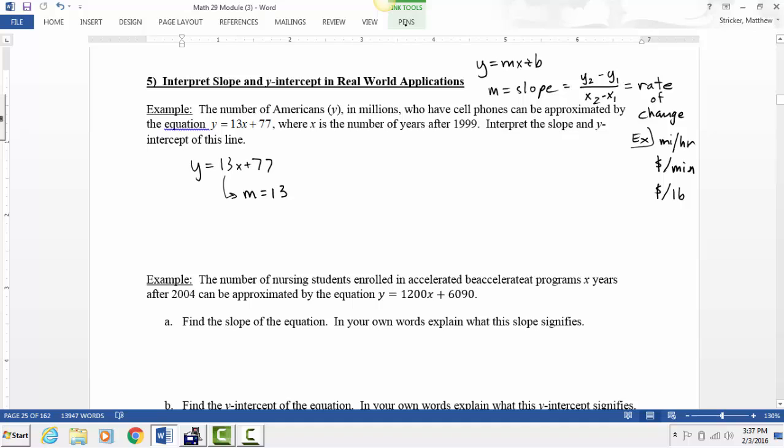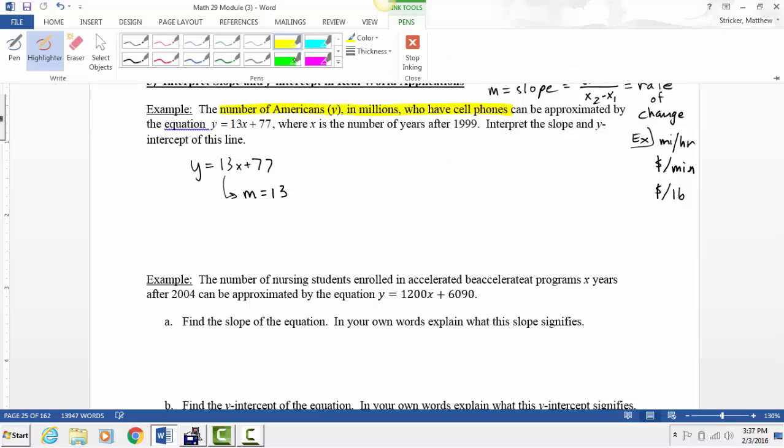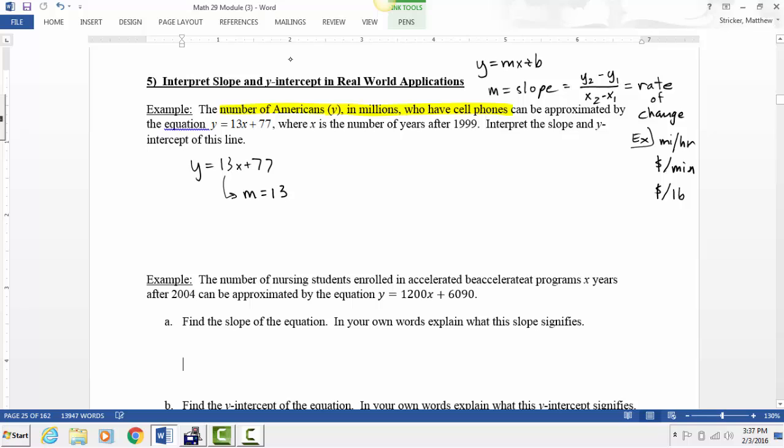Now, what is my y and x represented in this problem? Well, it tells us that y is the number of Americans in millions who have cell phones, and then it tells us something about x. It says the number of Americans y in millions who have cell phones can be approximated by the equation y equals 13x plus 77, where x is the number of years after 1999.